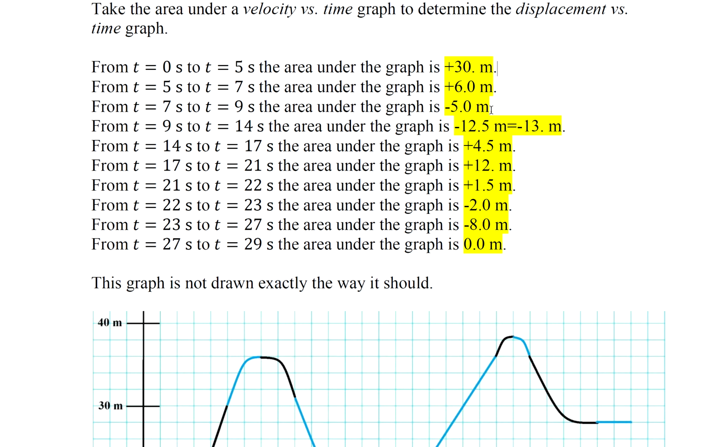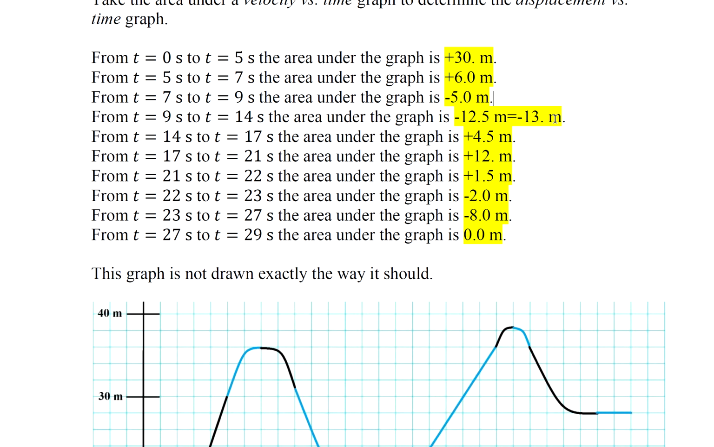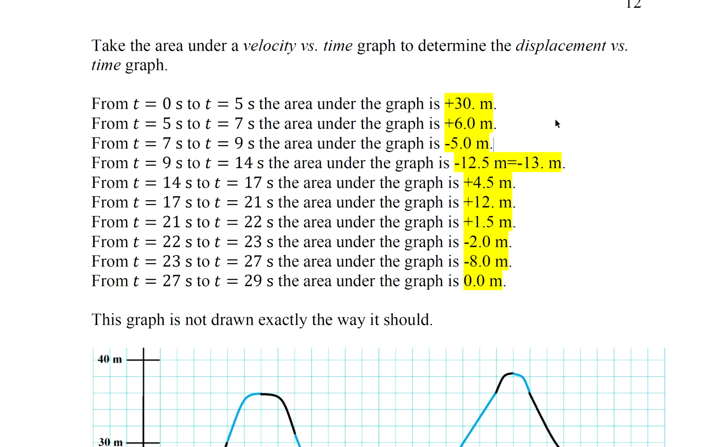And then from 7 seconds to 9 seconds, the area under the graph is minus 5. So that means we should decrease our displacement by 5 meters. So you get the point. We have to take the area under the graph of the velocity versus time graph to find the displacement.